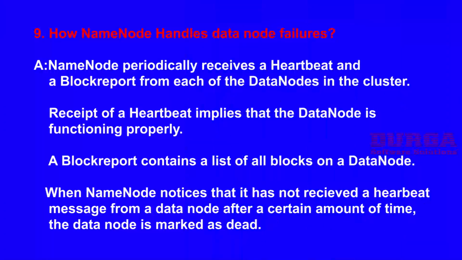How does the NameNode handle DataNode failures? The NameNode periodically receives a heartbeat and a block report from each of the DataNodes in the cluster. Receipt of a heartbeat implies that the DataNode is functioning properly. A block report contains a list of all blocks on a DataNode. When the NameNode notices that it has not received a heartbeat message from a DataNode after a certain amount of time, the DataNode is marked as dead.